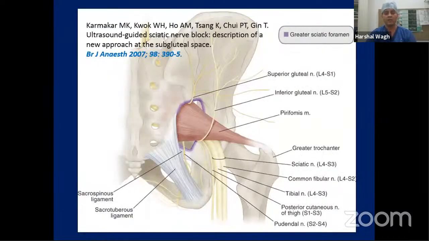Now, coming to the subgluteal sciatic nerve block. This publication came out in 2007 by Dr. Karmakar's group, where they say that the probe position should be such that you want to get the greater trochanter and the ischial tuberosity in your view. So if I keep the probe in that orientation, from the skin you would want to see the gluteus maximus muscle, which probably covers the entire area where the ultrasound probe is kept. Below that is going to be your sciatic nerve. The two bony landmarks are going to be the greater trochanter and the ischial tuberosity. Then you get to see the sciatic nerve that is sandwiched between the gluteus maximus muscle and the quadratus femoris, which is lying below it.